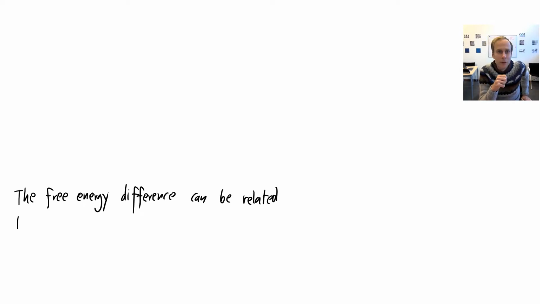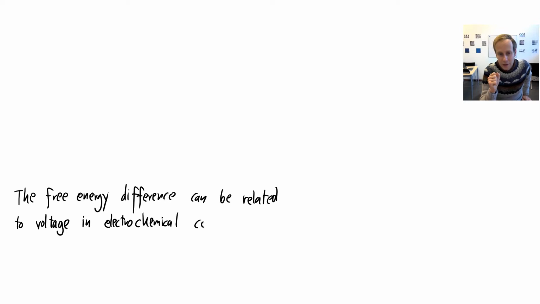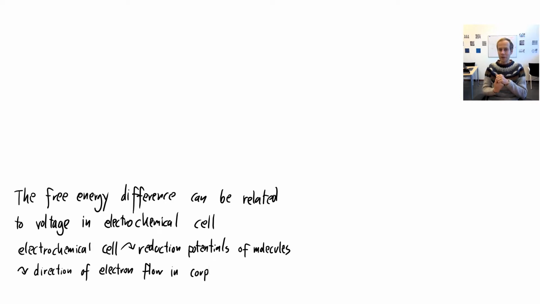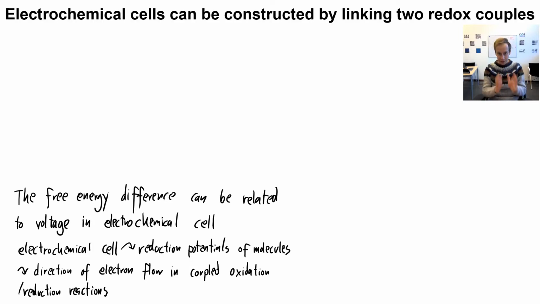So how can we measure this Gibbs free energy difference between the copper 2+ and the zinc 2+ cations? It turns out that that free energy difference can be related to a voltage in a so-called electrochemical cell. An electrochemical cell allows you to measure the so-called reduction potentials of molecules. Those reduction potentials tell you about the direction of electron flows in coupled oxidation-reduction reactions. So electrochemical cells can be constructed by linking two redox couples together, such as the zinc and the copper system.